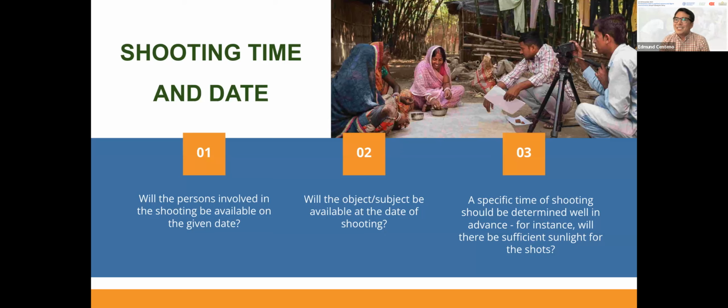And then finally, with regards to shooting time and date, outdoor shooting depends heavily on the environment and the sunlight. That's why a specific time of shooting should be determined. For instance, will there be sufficient sunlight for the shots? Riti mentioned a while ago that while we can use artificial light sources, our best friend when we go to the field is really the sun. So we have to take note, as well as whether the crickets will be chirping, so we have to take note of this timing. Next slide, please.